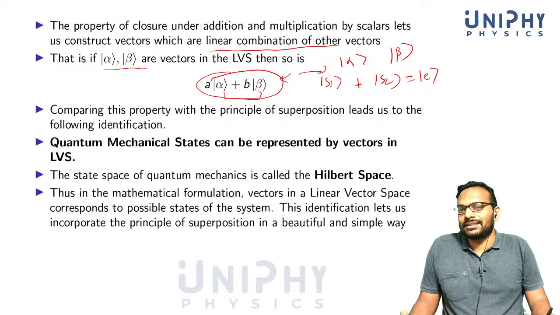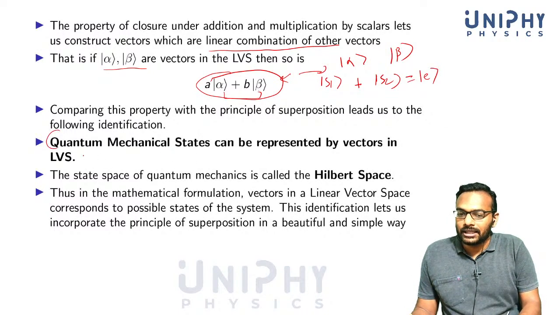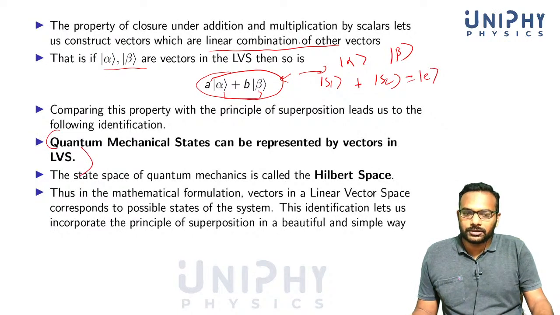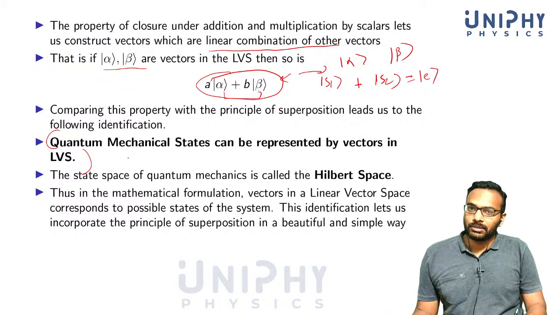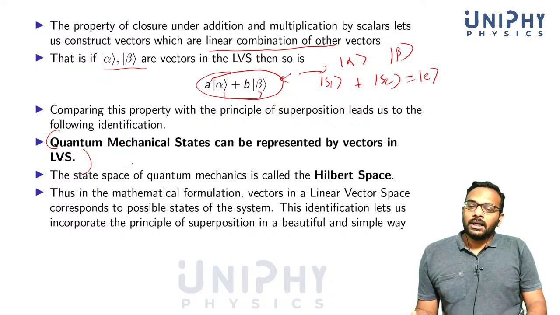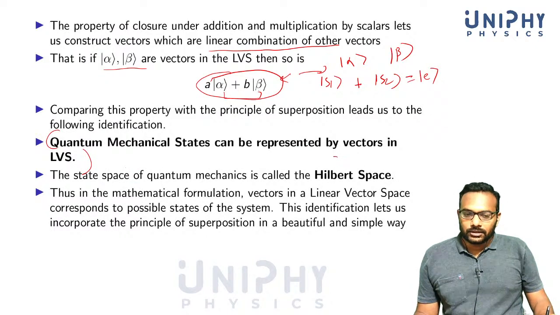So why don't we just make this identification? We just compare these two statements. They look very similar. Let's just say quantum mechanical states can be represented by vectors in linear vector space. Because of the similarity, we are just trying this possibility, that quantum mechanical states can actually be represented by vectors in linear vector space. Now the vector space in which the quantum mechanical states live is known as the Hilbert space.